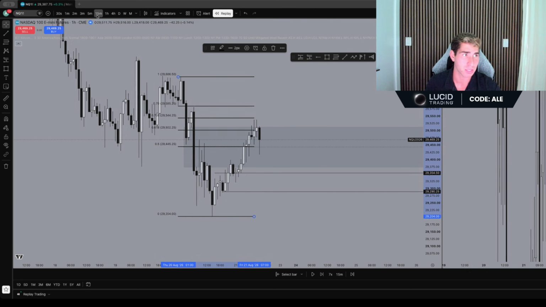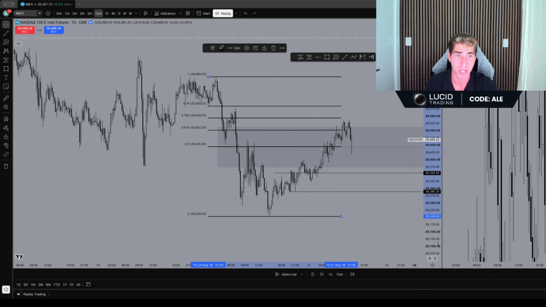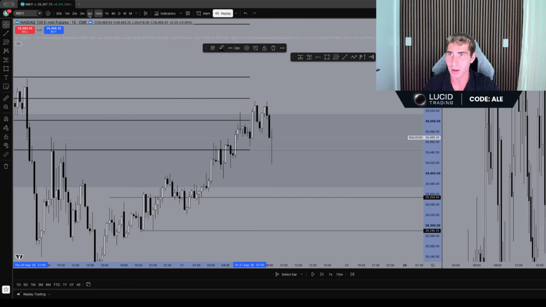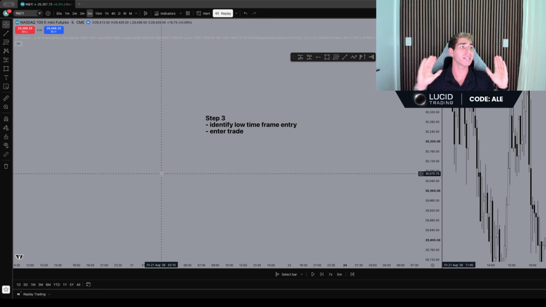Meaning our objective for the day is bearish, and what is causing price to move to the downside? This gap and this fib. Now let's hop down to a lower time frame. Step 3 is the last and final step.